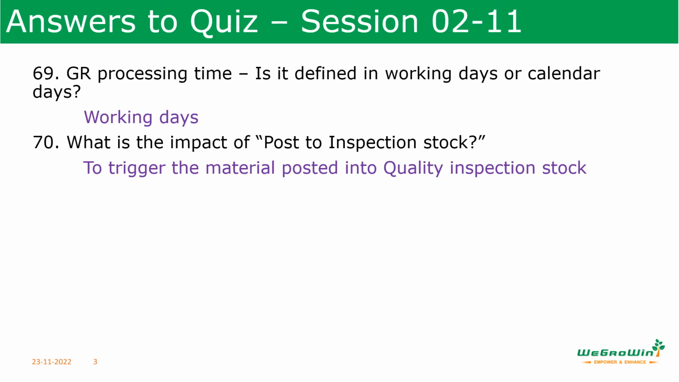What is the impact of the post-to-inspection stock? Post-to-inspection stock will trigger the material to be posted into the inspection stock when we receive the material. After clearing the material, it will go to the unrestricted stock, either through inspection lot clearance, that is the usage decision, or by manually moving using the movement types. Those things we'll discuss later.